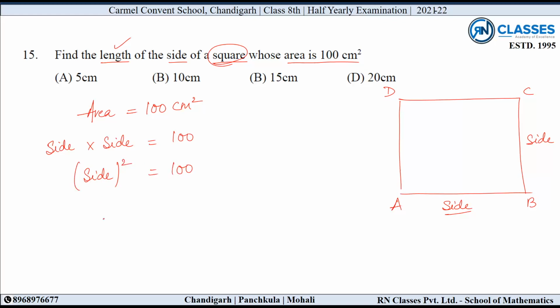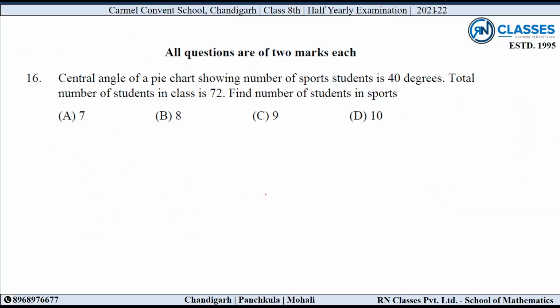साइड की जगह पे आपने ऐसा नंबर रखना है जिसका मैं स्क्वायर करूं 100 बन जाए. तो साइड इज इक्वल टू 10 centimeters. That's it. 10 का square is 100. Everybody knows it. Right? So answer is B part. Question number 16 की तरफ बढ़ते हैं.